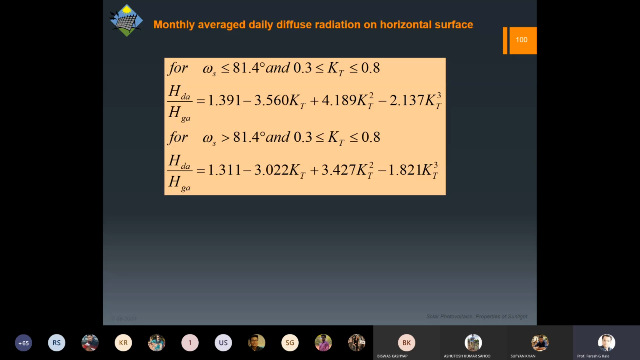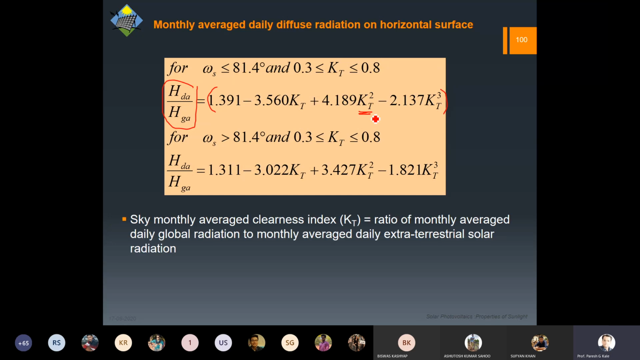Please do not write these formulas, because these are empirical. This keeps on changing. This is from one reference. If you search for journal papers, you will get a variety of formulas. But my point is that whatever empirical formula you get, this is the factor: this diffused divided by HGA. HGA you have calculated, right? So you can multiply that with whatever is on the right hand side, and you can see that it's an empirical formula, but it contains something called KT. And this KT is there because clouds will be the major factor diffusing the radiations.